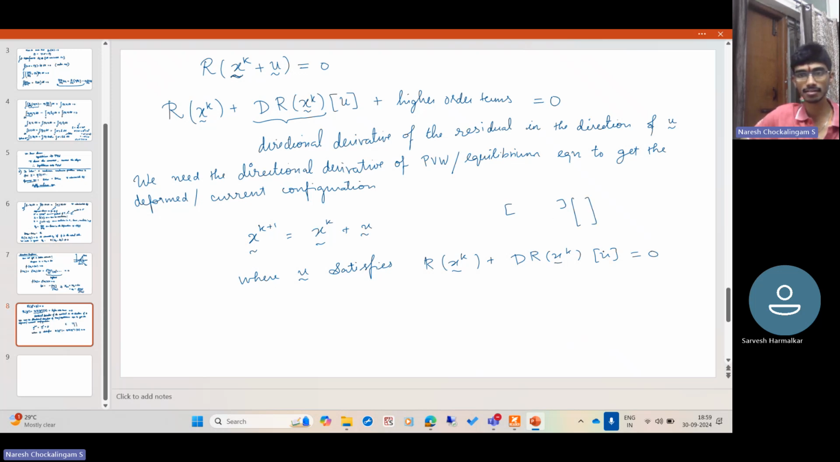So you can find this vector u by solving this equation. Once you solve that, plug it into this. Therefore, you get the current position. Do this iteration, you get the current position. So therefore, we need the directional derivative to get the current configuration of the position. Next, what do we do? So we have to linearize it.